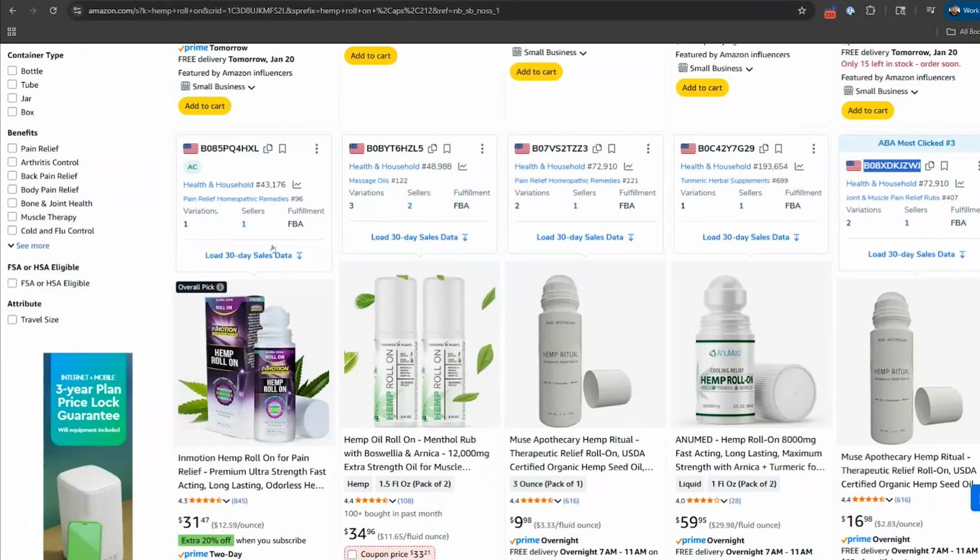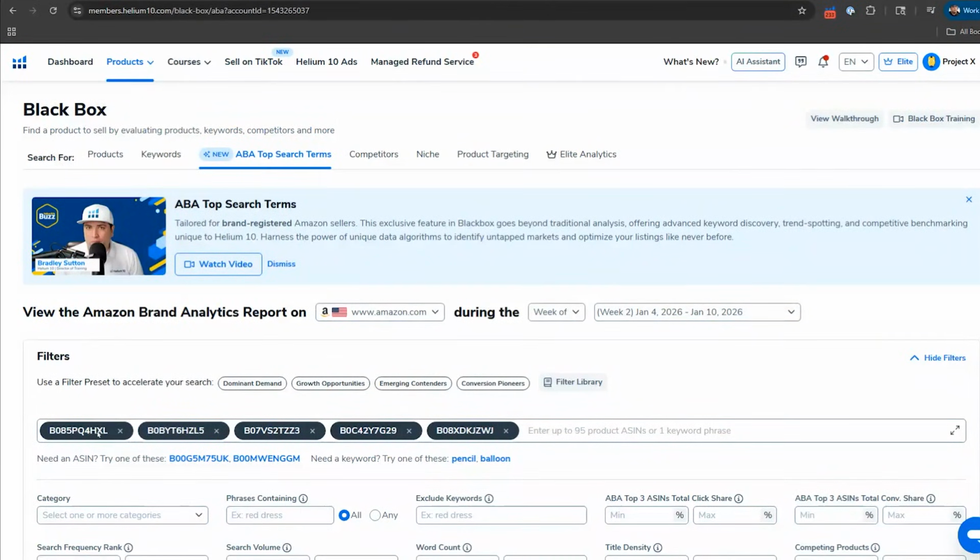Let's say I was looking at the top hemp creams. Like here's my product and here's some more top hemp cream roll-ons here. You enter in all of those ASINs into Blackbox.